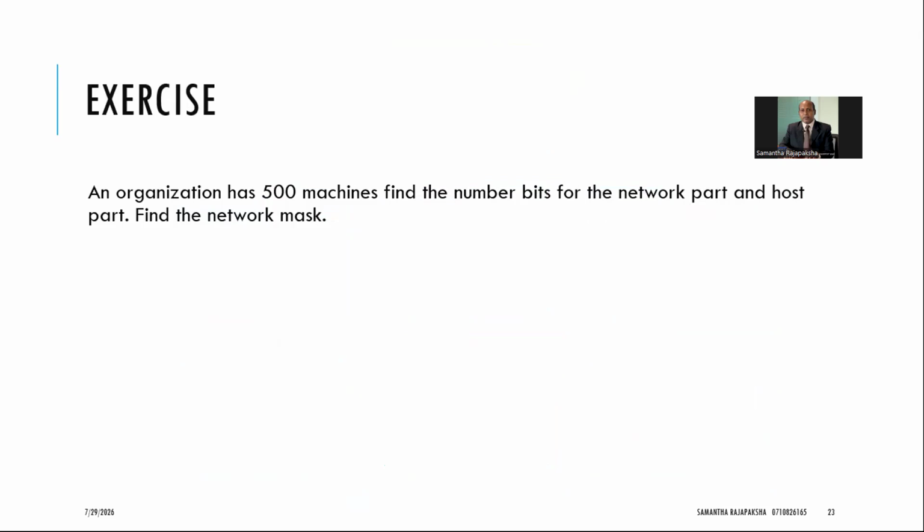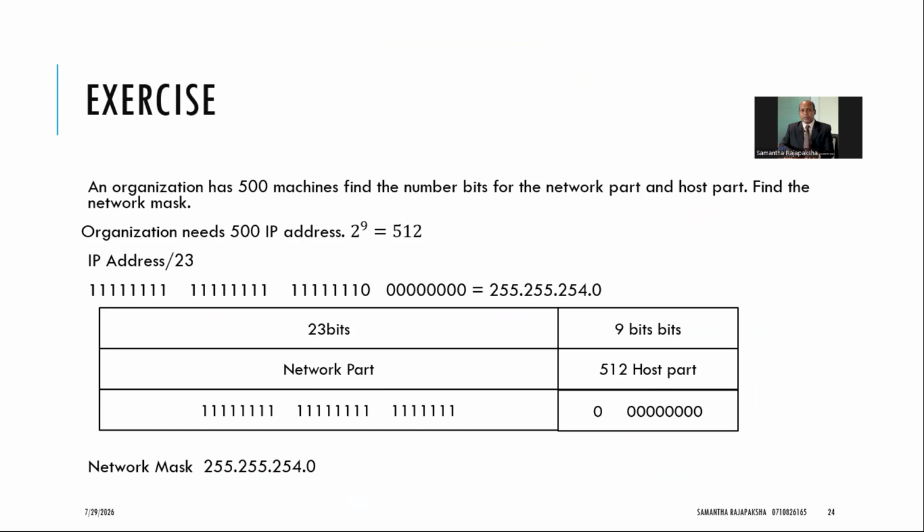However, if you take the previous example where there are 500 machines, how do you find the network mask? First of all, you have to find out how many bits for the network, how many bits for the host. Then assign 1 for the network, and 0 for the host. So this way you can easily calculate here. 23 bits are 1, 9 bits are 0. Therefore, you can assign 23 bits as 1, 9 bits as 0, and convert this into decimal, then you will get 255.255.254.0. Like this, you can easily make the calculation.